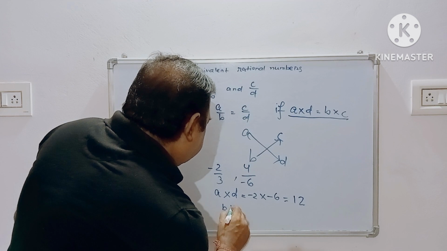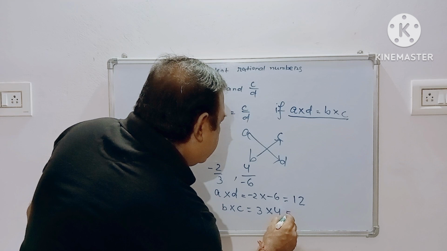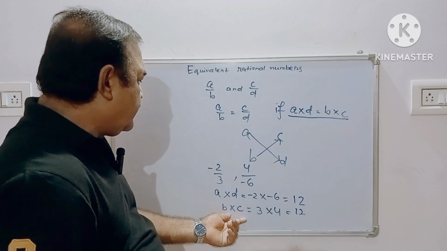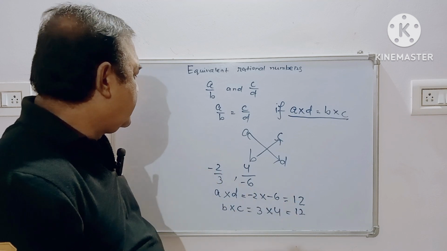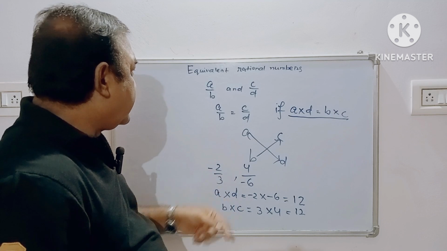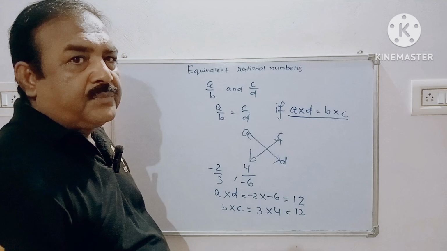B into C, 3 into 4, that is equal to 12. So A into D is equal to B into C. You see, same value here. So minus 2 upon 3 and 4 upon minus 6, both are equivalent rational numbers. Okay.